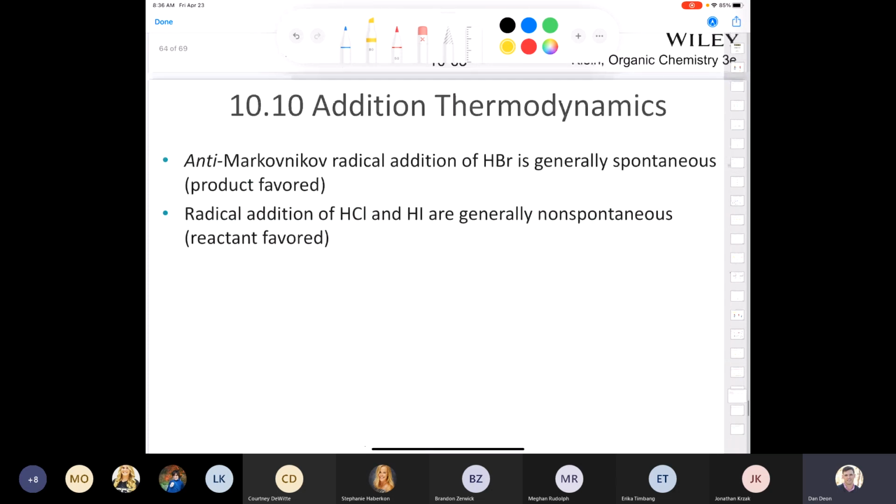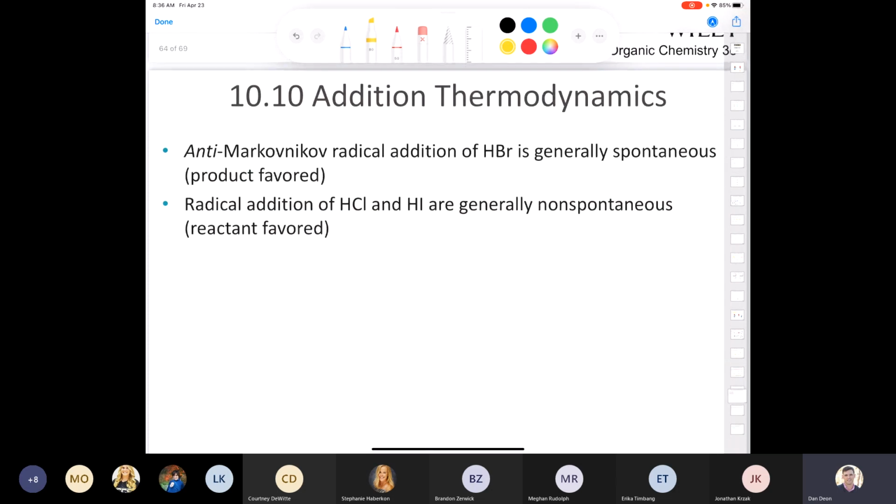Now, next slide. It says here, the addition thermodynamics. So if we're doing the anti-Markovnikov addition of HBr across a double bond, right? We said that we could do this reaction, right? HBr and peroxides. However, we said that we're not going to do it with HCl and peroxides. That's not going to happen. And HI and peroxides, also not going to happen. For Chemistry 3101, that is all you need to know. You just need to know that HBr and peroxides is going to work and the other ones aren't going to work.